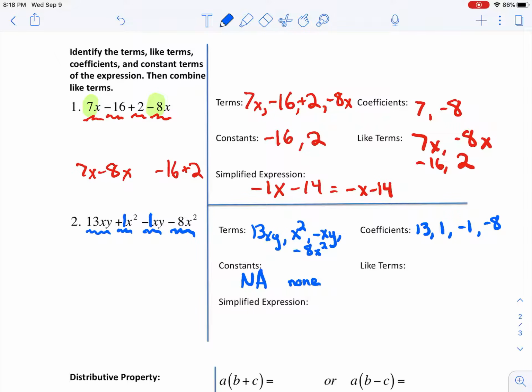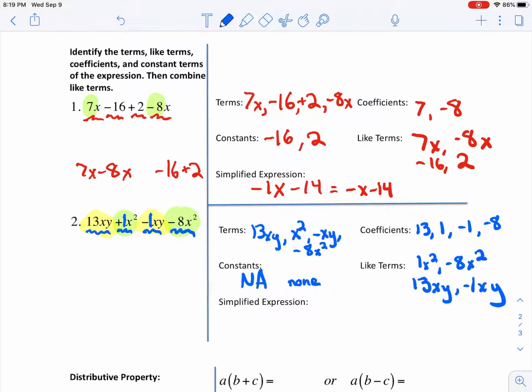So we look for the ones that have the same variables and the same exponents. So I'm going to start with the x squareds. So looking at these, I see -8x squared and 1x squared. So those are 2 like terms, 1x squared and -8x squared. Then I also see 13xy and -1xy. They have the exact same variables and same exponents. The only thing that's different is the coefficient, that number in front.